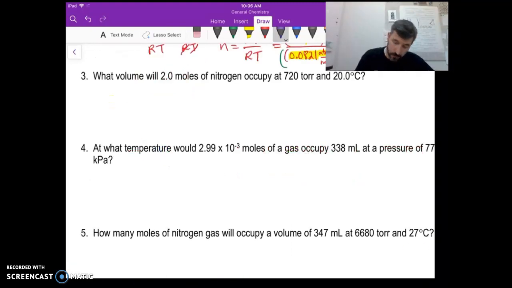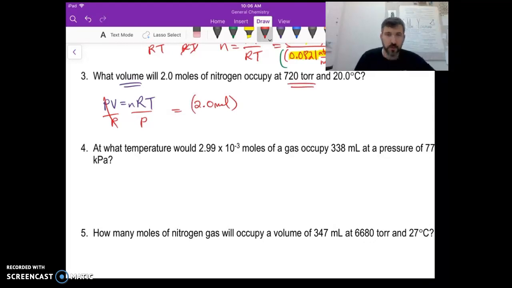Okay, let's go ahead and do number 3 together. We're looking for volume, so go ahead and rearrange PV equals nRT to get V by itself. Okay, you should have divided both sides by P, which means that V equals nRT over P. And so n is 2.0 moles. R, because we're in torr, is what number?